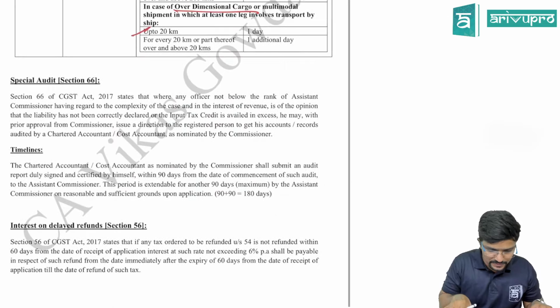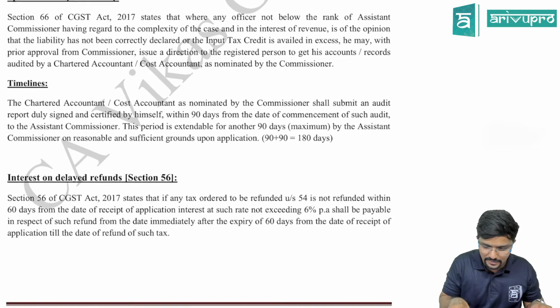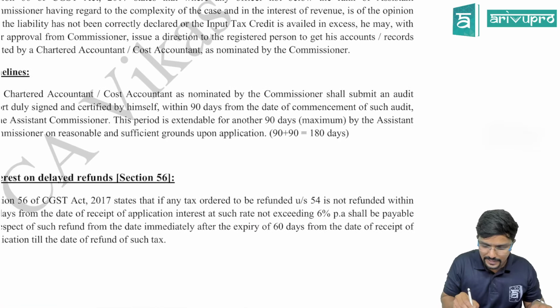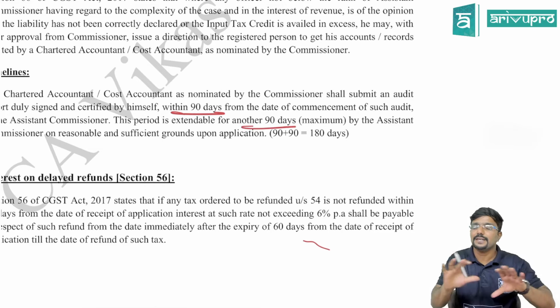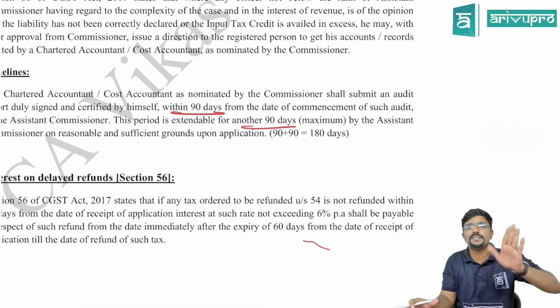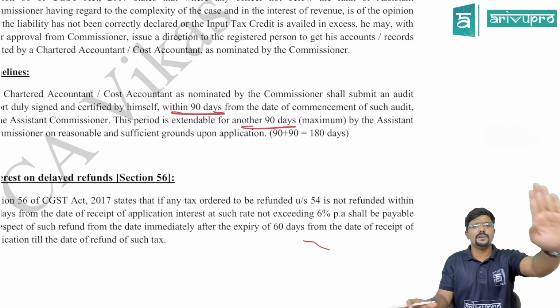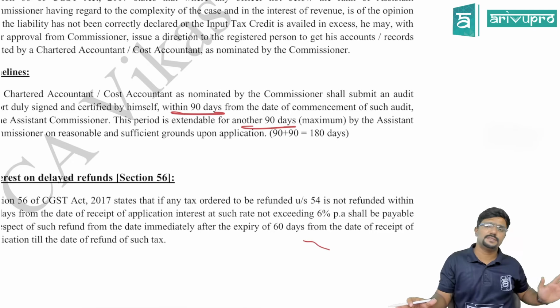Here you can see special audit should be completed within a period of 90 days. But it can be extended for another 90 days. But as they have not mentioned anything about extension, don't consider the extension. Regularly, what is the time given? 90 days. Just consider that.